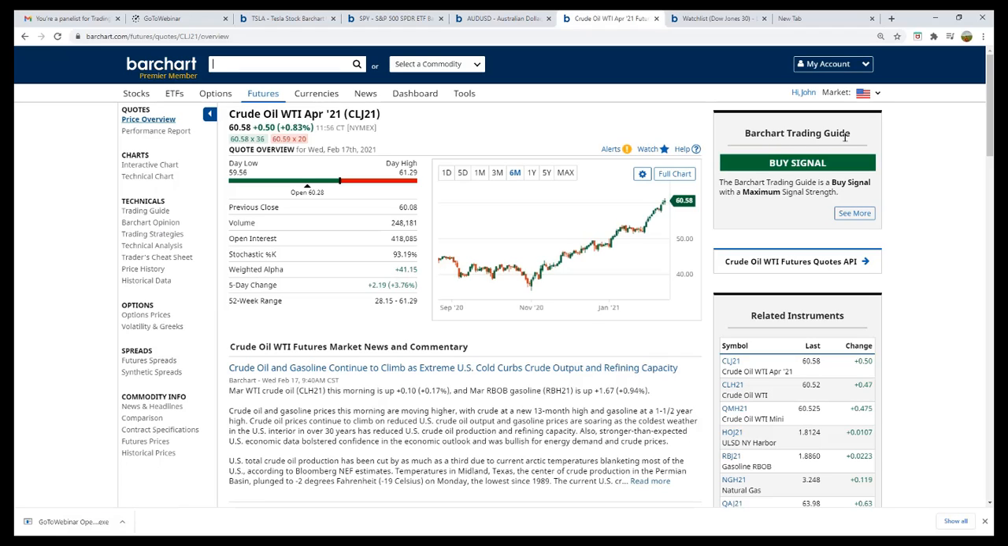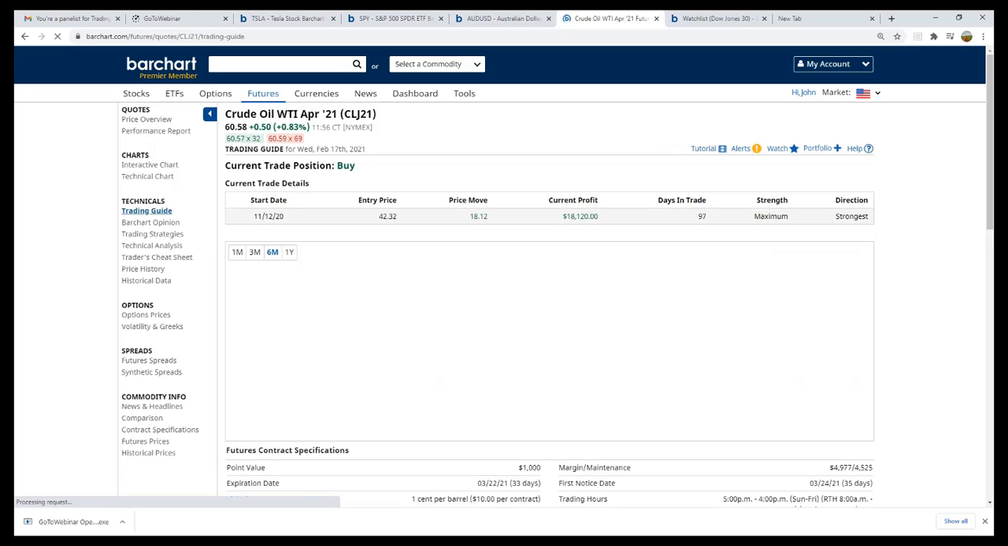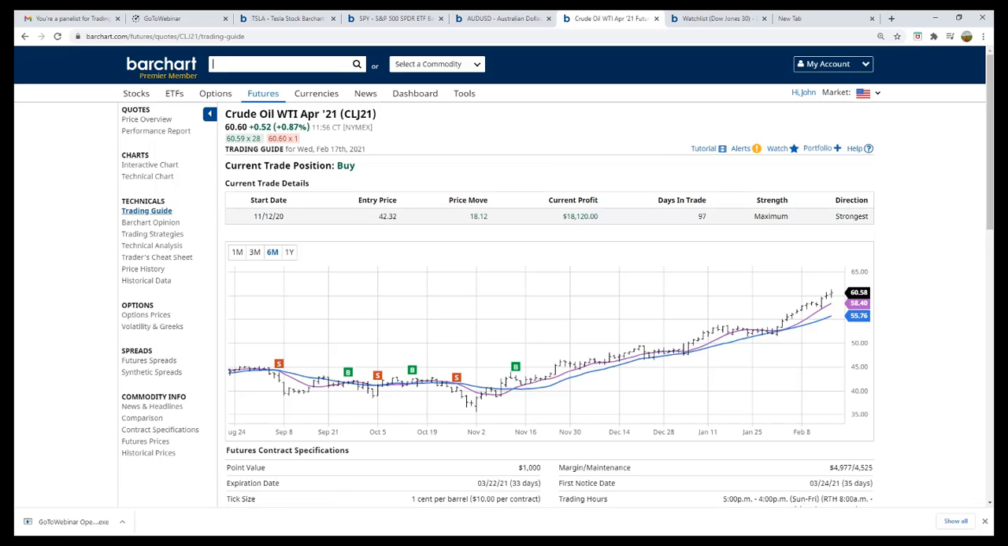It says Barchart's trading guide. If I click on that, this is going to go to a trading system that we have in Barchart that's based on some technical analysis, one very particular one. And notice here that it does give us our strength and our direction. So futures are a little bit different from the other assets, right?